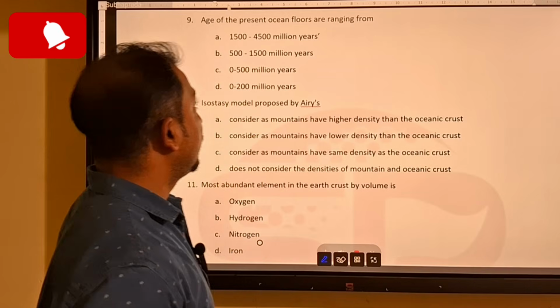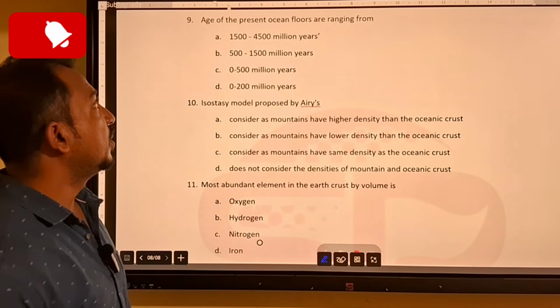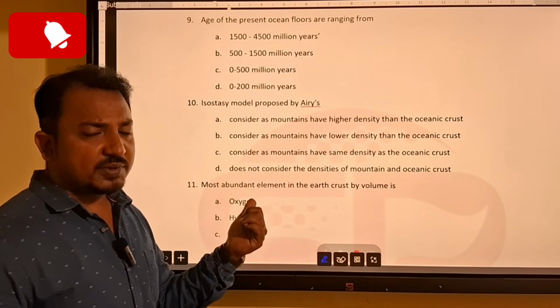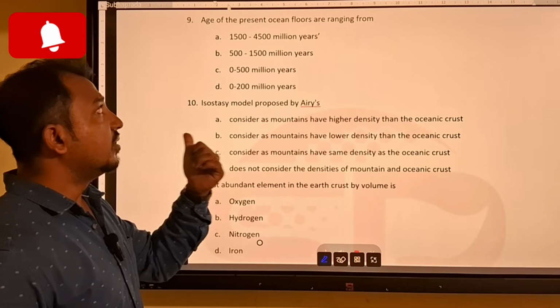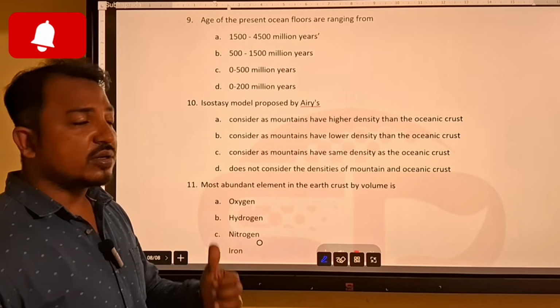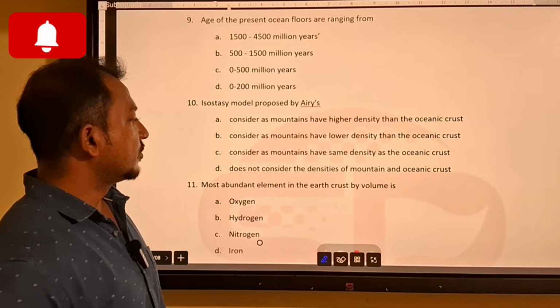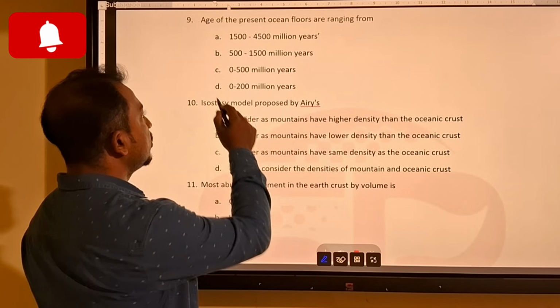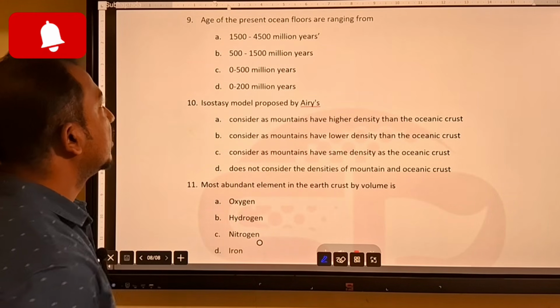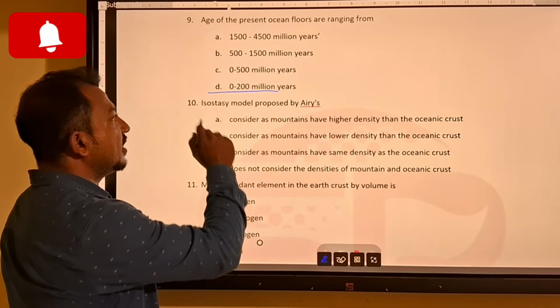Then, the age of the ocean floors ranges from what? As discussed earlier, the ocean floor is not older than 200 million years. So the answer will be 0 to 200 million years, which I have already discussed.